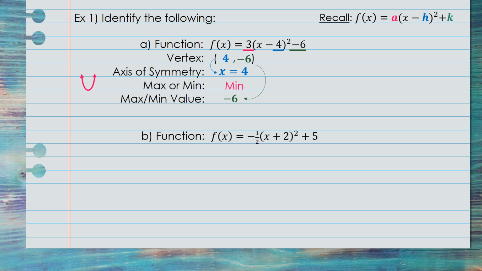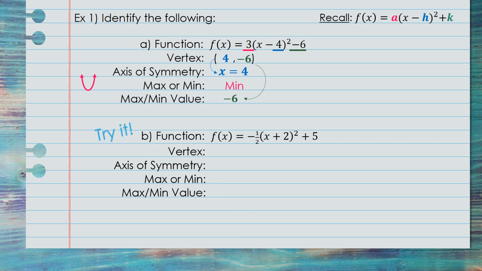For b, we have the function f of x equals -1/2, parentheses, x plus 2, close parentheses, squared plus 5. And again, we're being asked to identify the vertex, axis of symmetry, max or min, and the max or min value. This is your try-it problem. Let's see how you did.